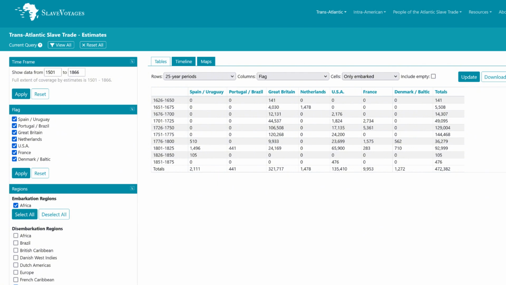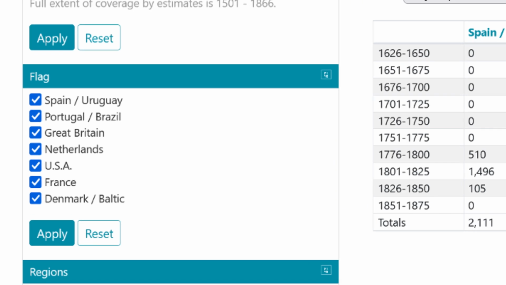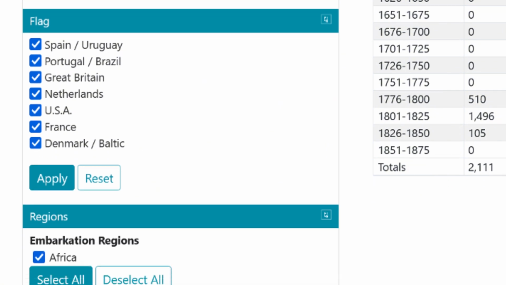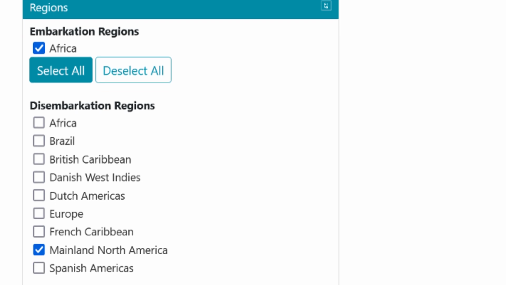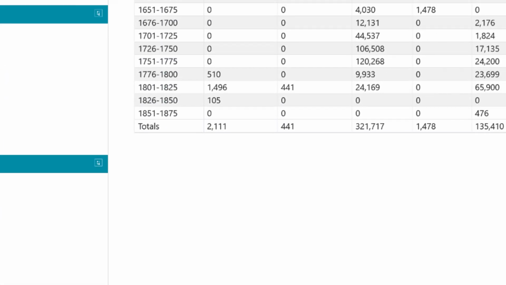Going to the same website, slavevoyages.org. We're gonna come down to flags and keep all of them selected, because the USA only got its flag in 1776. So before then, the Africans would have been coming on ships operated by European powers. Alright, now we're gonna pick disembarkation as mainland North America. Basically, the numbers you're showing are ships operated by Americans that picked Africans up in Africa and then dropped them off here.